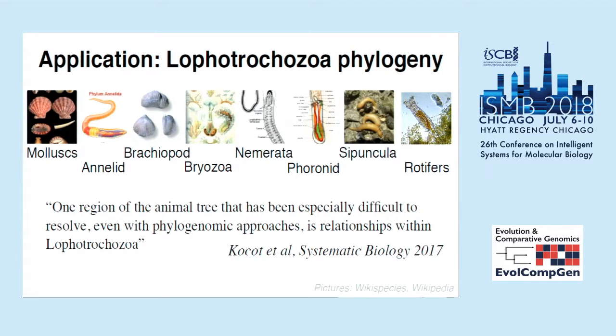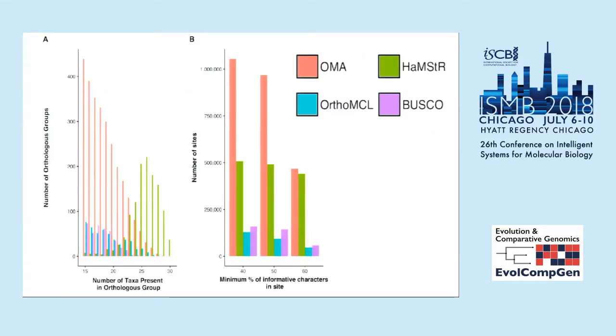And this is a recent review. One region of the animal tree that has been especially difficult to resolve is these Lophotrochozoa. People have some idea about it; there are certainly some topologies that are deemed incorrect, and there is still some uncertainty. So we ran OMA, and you cannot see this very well here, but in red we have OMA, and here we have the number of groups that have a certain number of taxa present. We have 30 species in this data set, so we have many small groups, and then a rapid decay.